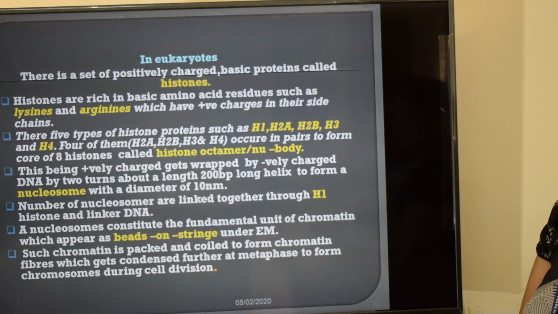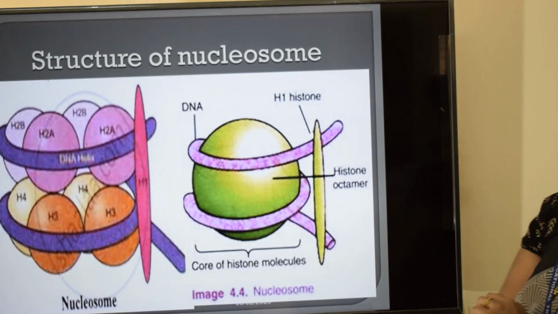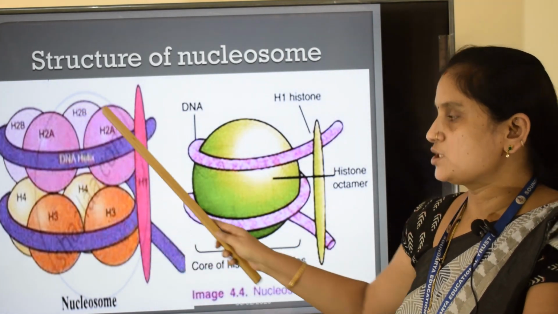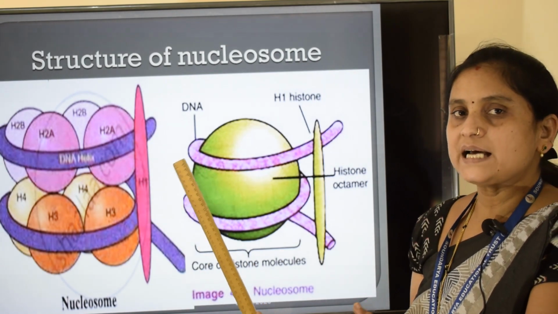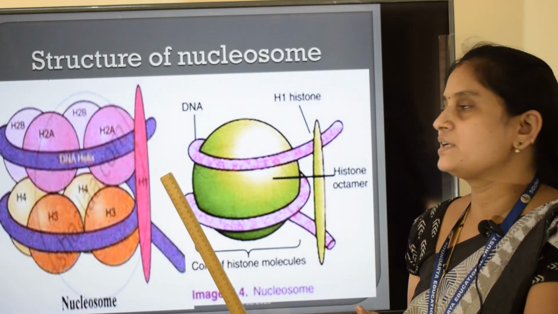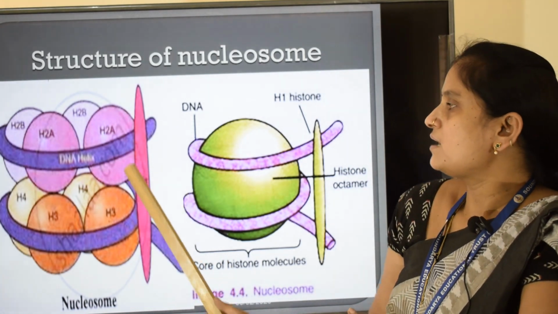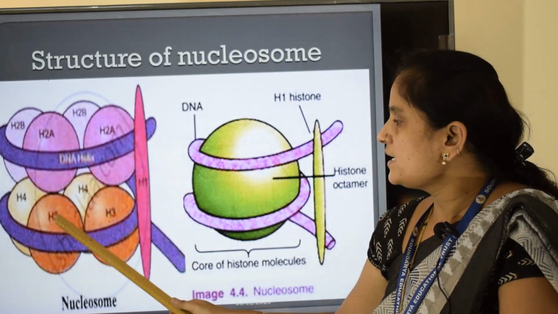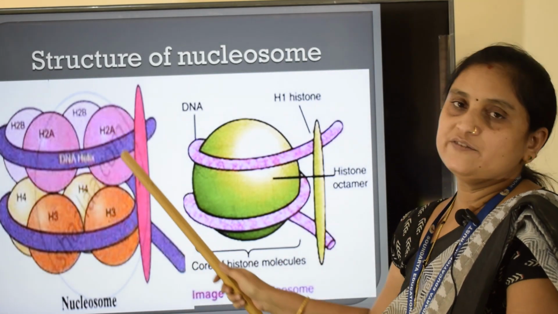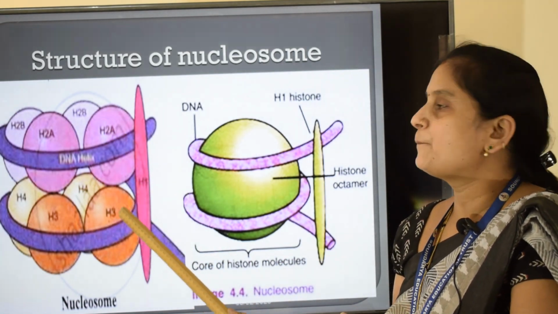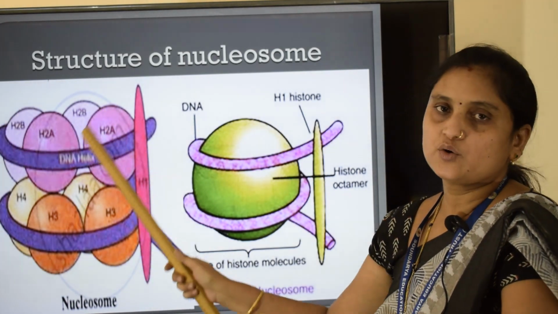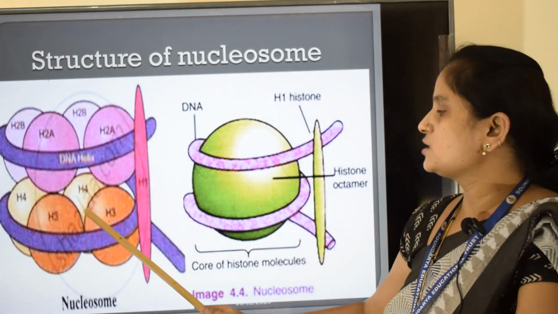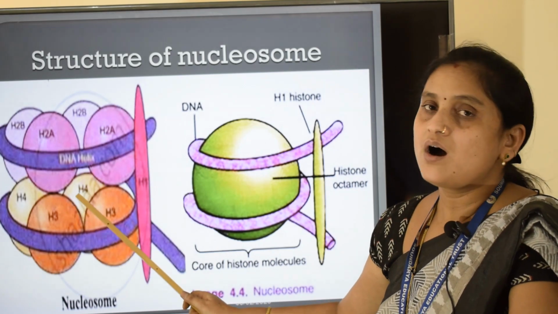So let me show you the structure of the nucleosome. You can find here the histone octamer, which is formed by 8 histone molecules. I told you there are 5 different types of histone molecules involved in the packaging of DNA double helix in eukaryotes. One is H1 and the other 4 types are H2A, H2B, H3 and H4. These 4 different types of histone proteins occur in pairs. All together they form 8 histones, and when they occur together, it is called the core of histones, or histone octamer.